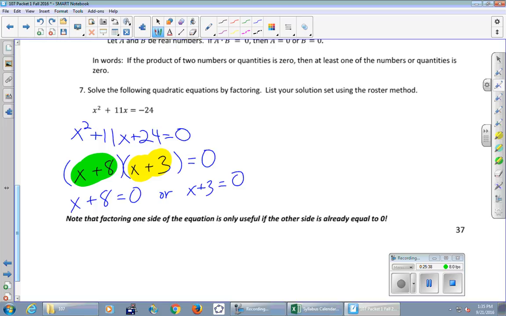Because if we decided it wasn't 0, like let's suppose we had the number 30 over here instead of a 0. If you multiply two numbers and get 30, does one of them have to be 30? What could they be? Two numbers that multiply to 30? 5 times 6, neither of which is 30. 15 times 2, neither of which is 30.